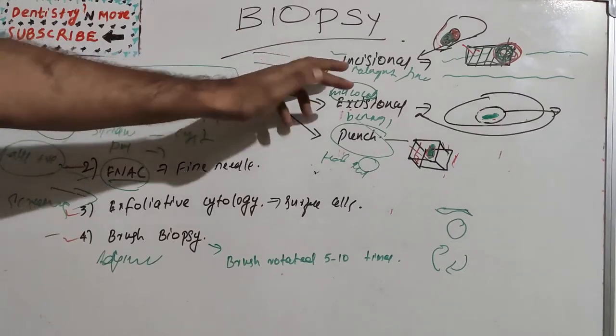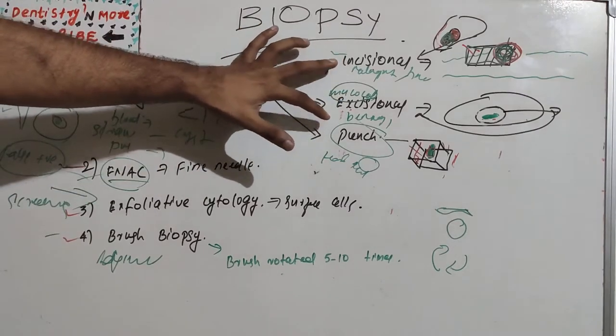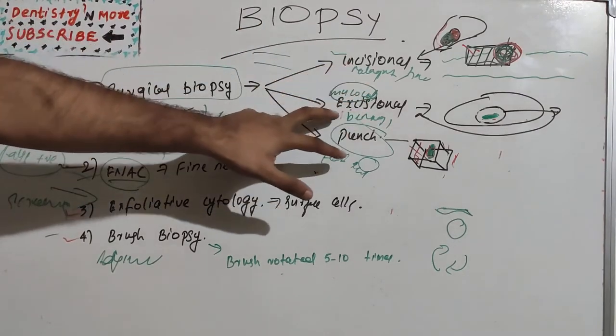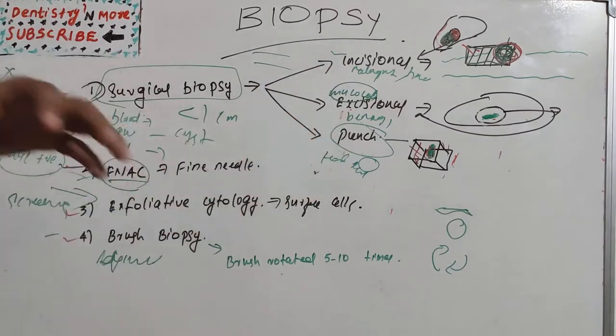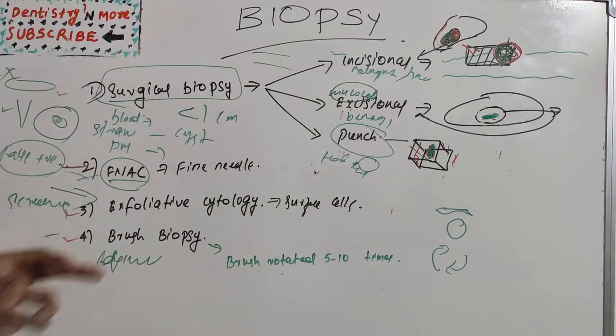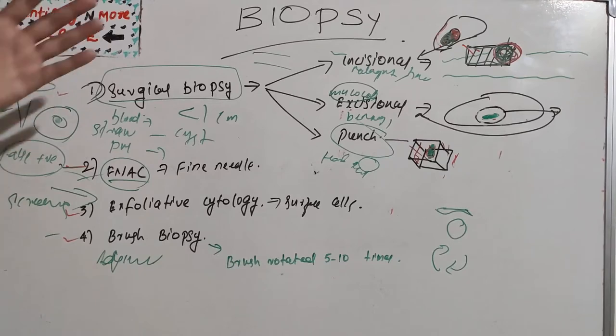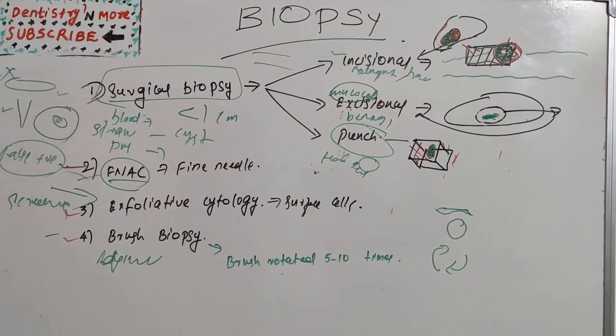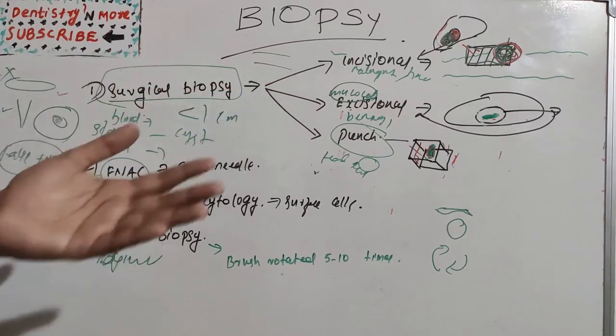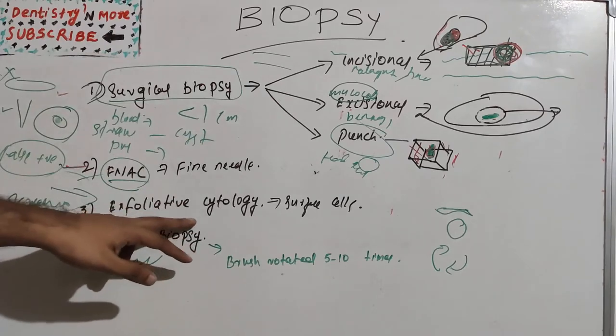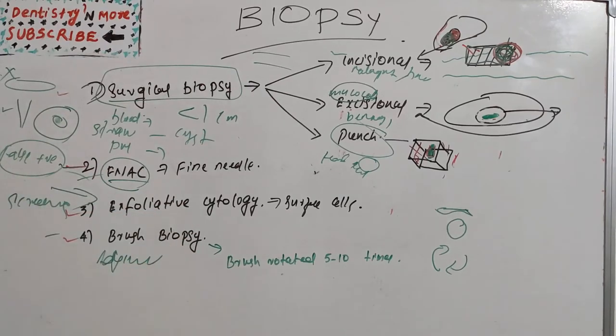The only thing is a little bit of confusion about incisional and excisional. This is a part of the lesion, this is the complete lesion, and this is a punch biopsy. A circular blade will be used to take the lesion. Biopsy is very much important in diagnosing a lesion where we suspect malignancy. And from an exam point of view, this will be asked as a short essay or short note, like incisional, excisional, punch biopsy, and exfoliative cytology is a commonly asked short note.